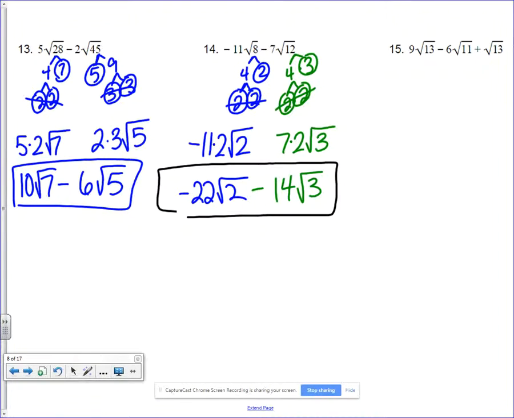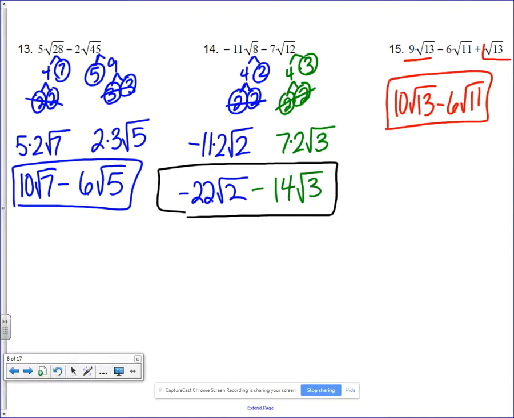Okay, you do the last one. Good? Yeah? Got it? So how many radical 13s do you have? Put them together. This one goes with this one. Good, I'm glad you said 10, because remember, there's a 1 in front of here. Okay. Questions for me, folks? You sure? Okay.